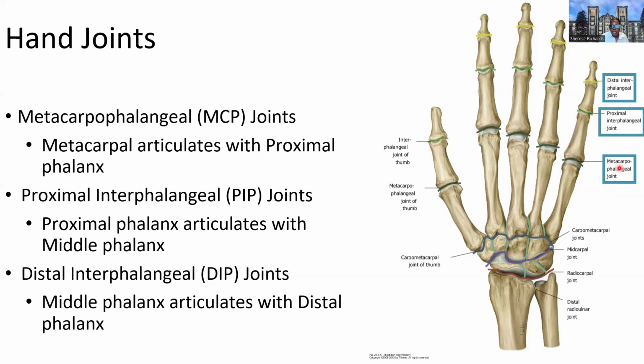Then we have the proximal interphalangeal joints between the ends of the proximal phalanx and the heads of the middle phalanx. For the first digit, it's the end of the proximal phalanx, but remember, there is no middle phalanx in the first digit. So there really is no proximal interphalangeal joint. There's a metacarpophalangeal and then an interphalangeal. And then the distal interphalangeal joint, the very distal tips, is going to be between the middle phalanges and the distal phalanx, creating the DIP or distal interphalangeal joint.